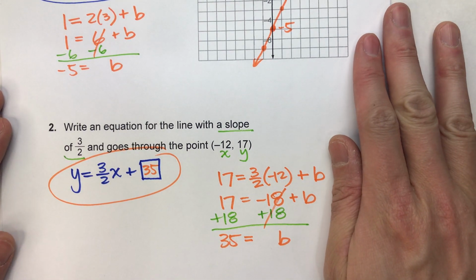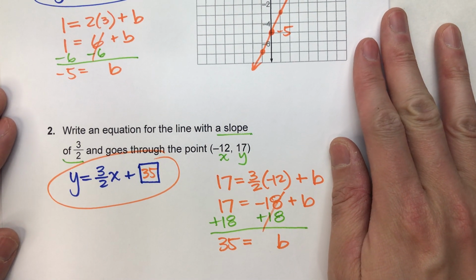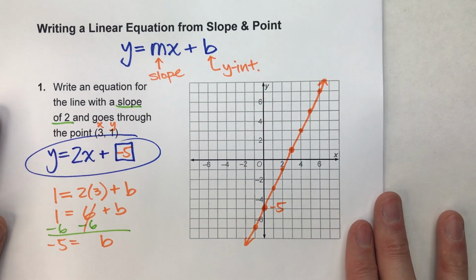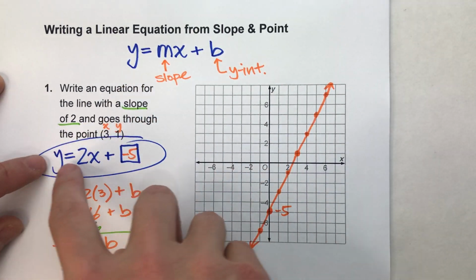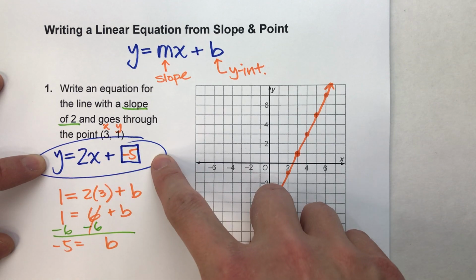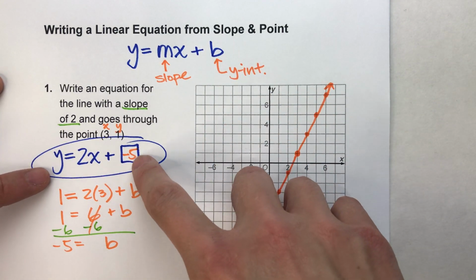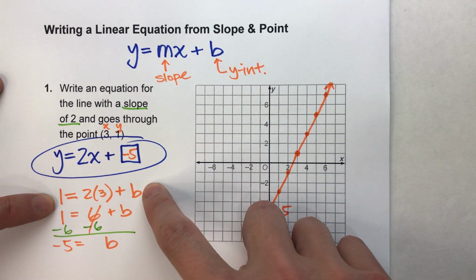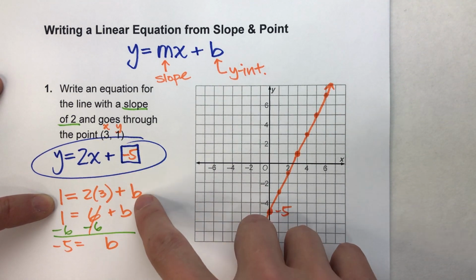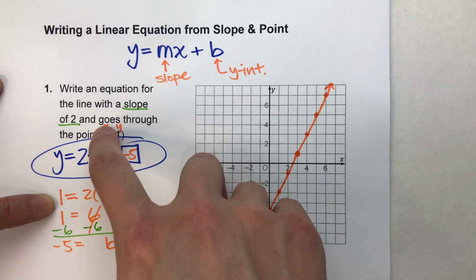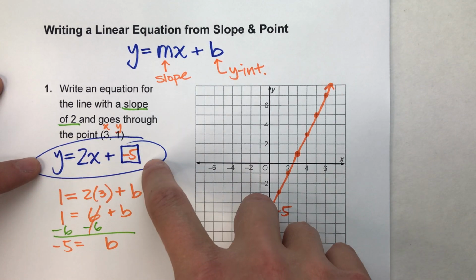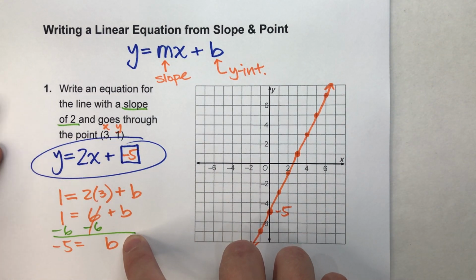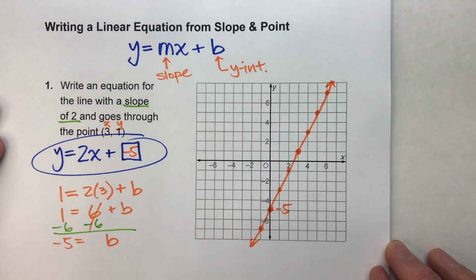Okay? So, the key to writing an equation, given a slope and a point on the line, is start by setting up the equation you know, and then set up an algebra equation to find the one bit of information you don't know, which is the y-intercept, by simply just plugging in the coordinates into your equation to find out b.